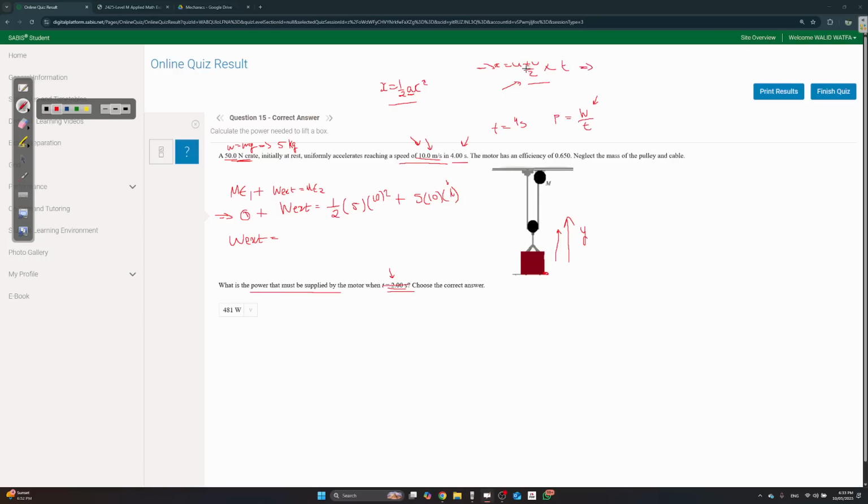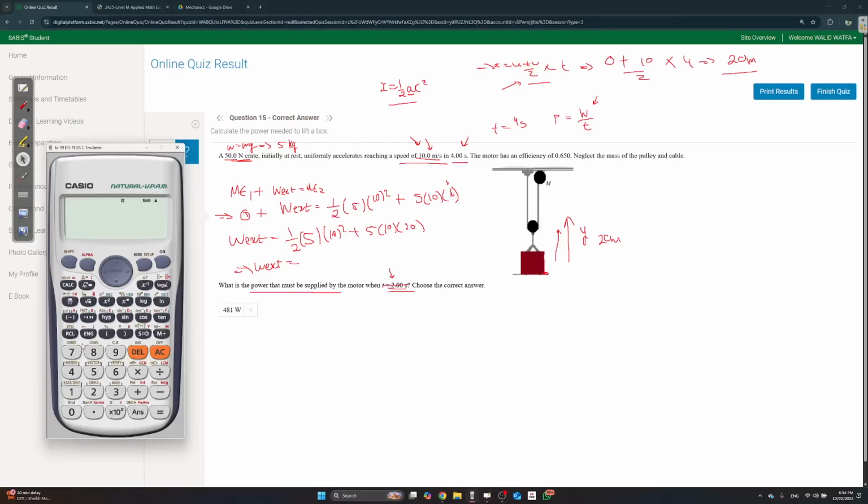So let's see. Initially we had 0, because we started at rest. The velocity is 10, over 2, times the time, which is 4 seconds, so you're going to get 5 times 4, 20 meters. So the height is 20 meters. Therefore, you're going to take that 20 and sub it back in over here: half times 5 times 10 squared plus 5 times 10 times that 20. So what are you going to get W external to be? Let's do it.